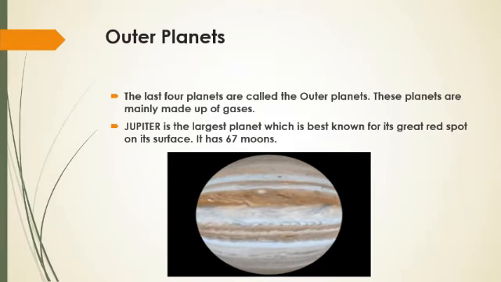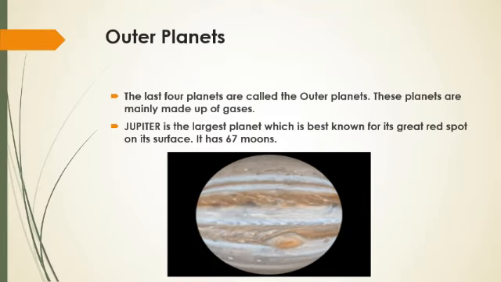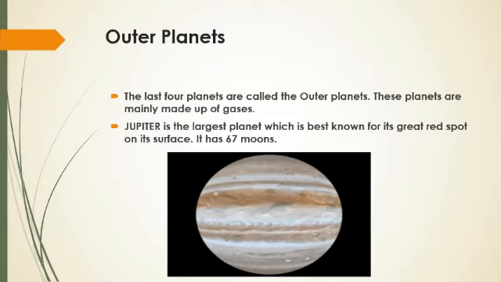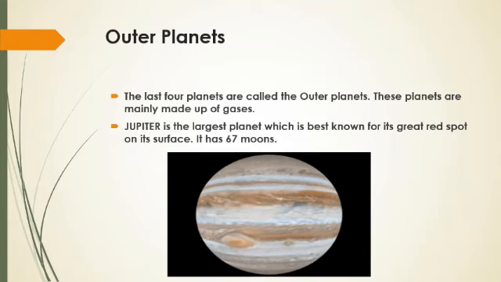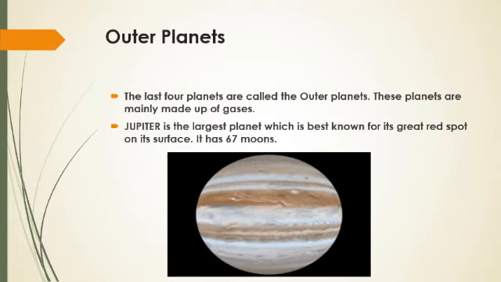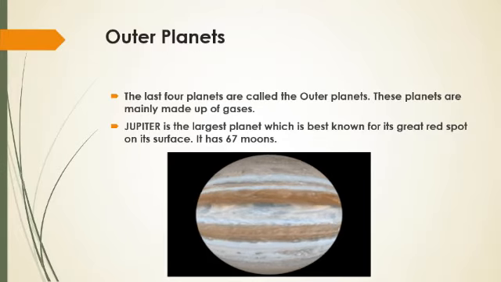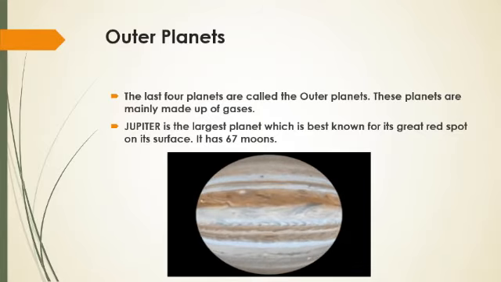At first, Jupiter. Jupiter is the largest planet. It is best known for its great red spot on its surface, which is nothing but a huge storm. The storm has been raging for years. Now children, Jupiter has 67 moons. So what you will keep in mind? That Jupiter is the largest planet of the solar system.